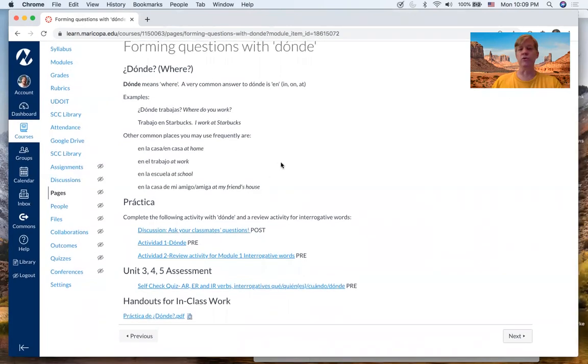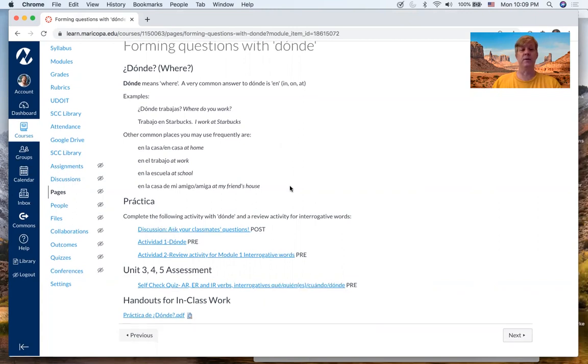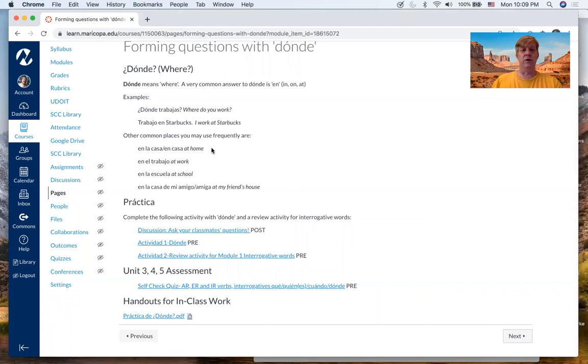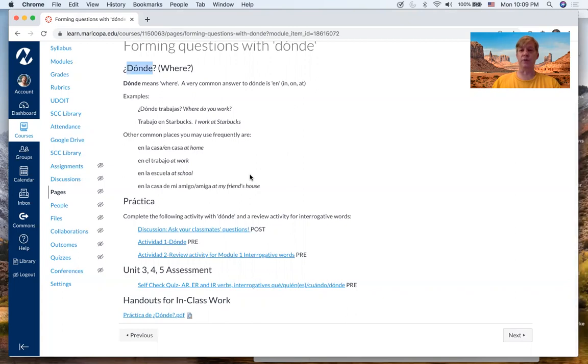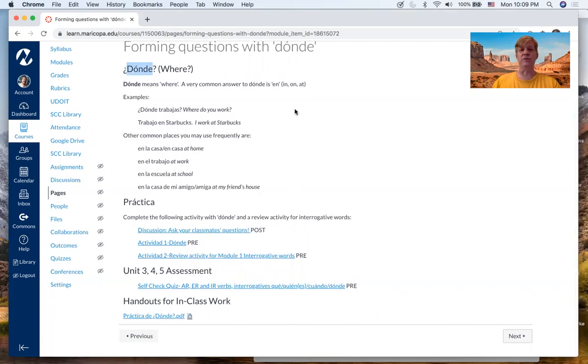I could also use a verb like leer. ¿Dónde lees? You could say leo en mi casa, or leo en el parque, leo en la biblioteca. Things of that nature. So basically it's the interrogative dónde with a conjugated verb. In the answer, you answer with en.